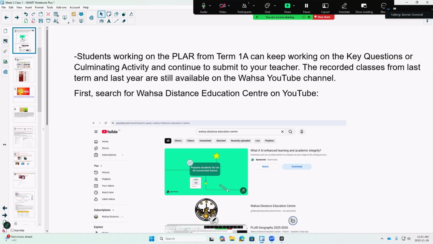Students who were working on the PLAR from term 1A, so if you're working on the PLAR English or the PLAR History Geography last term, you can keep working on the key questions or the culminating activity, whatever you were working on, and continue to submit it to your teacher.